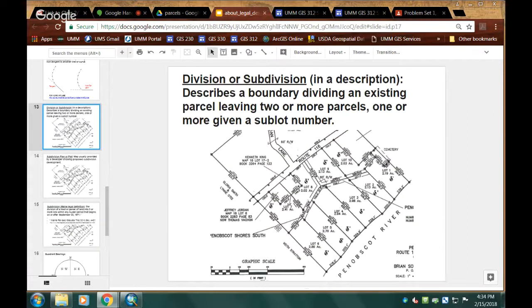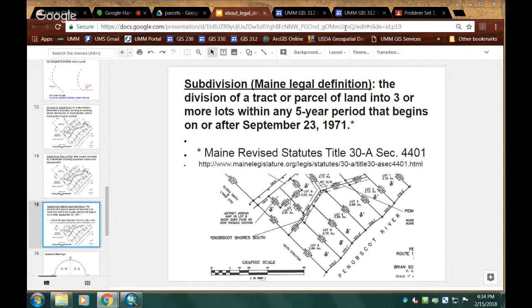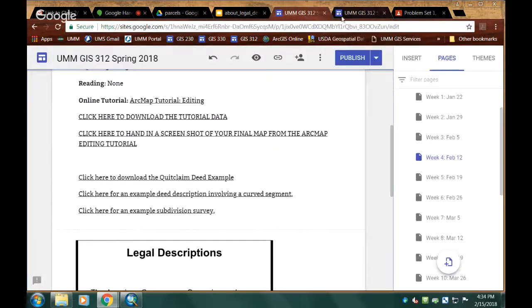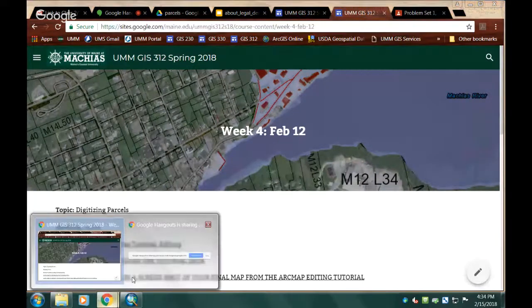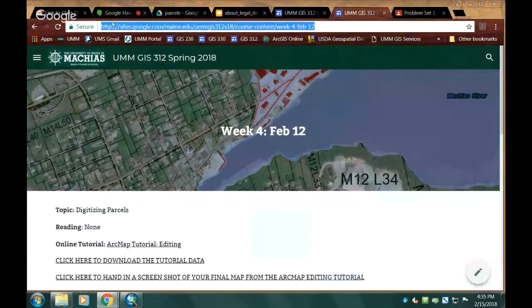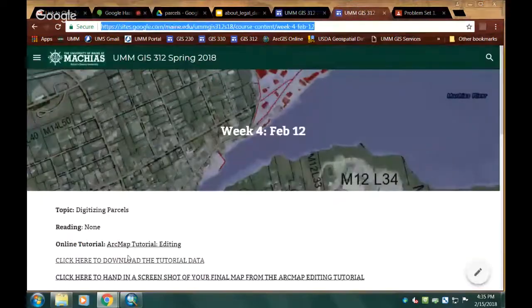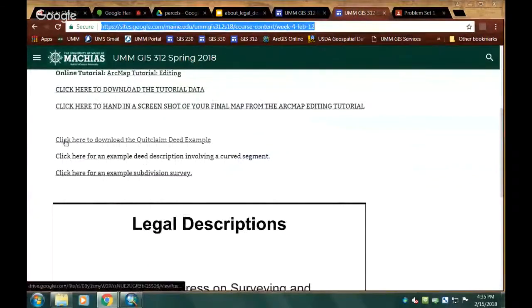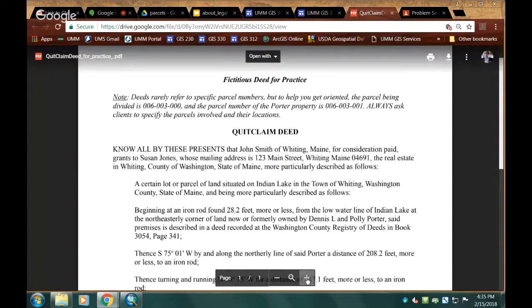A subdivision plat looks like this, a survey. We'll take a look at one. Okay, so let's take a look now at one of these kinds of surveys. So again, go to week 4. I'll post it in the chat. Where is it? There it is. We'll post that in the chat. And if you go to that page, we'll start with, click here to download the quitclaim deed example. So this is a fictitious example, it's not real.